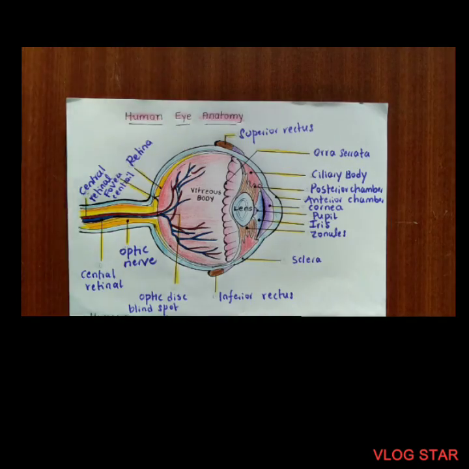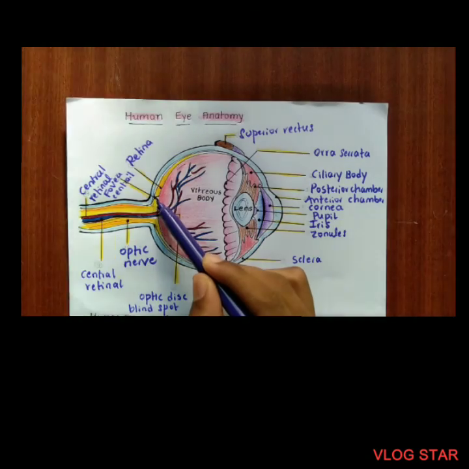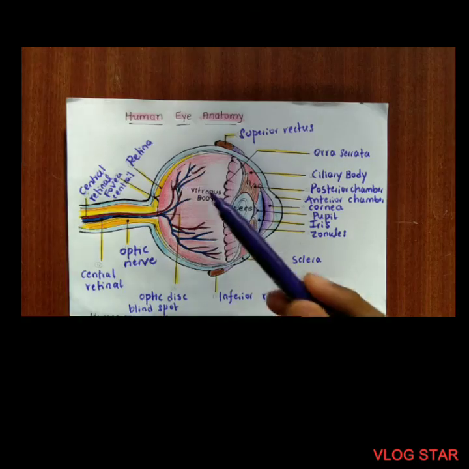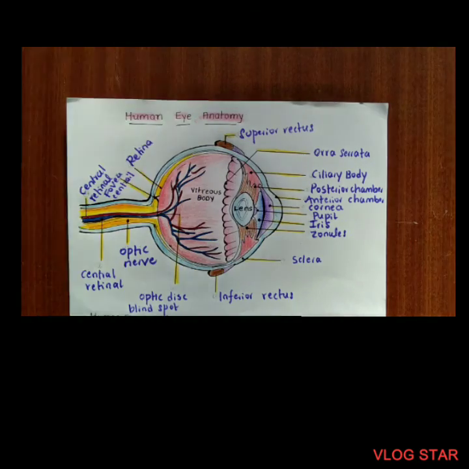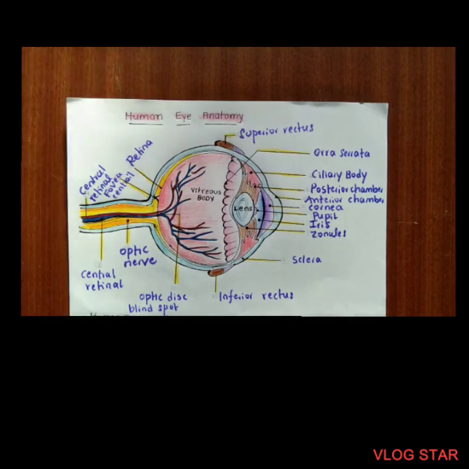Next we see fovea centralis. This is the part, the fovea centralis. It is located in the center of the macula lutea, a small flat spot located exactly in the center of the posterior portion of the retina.